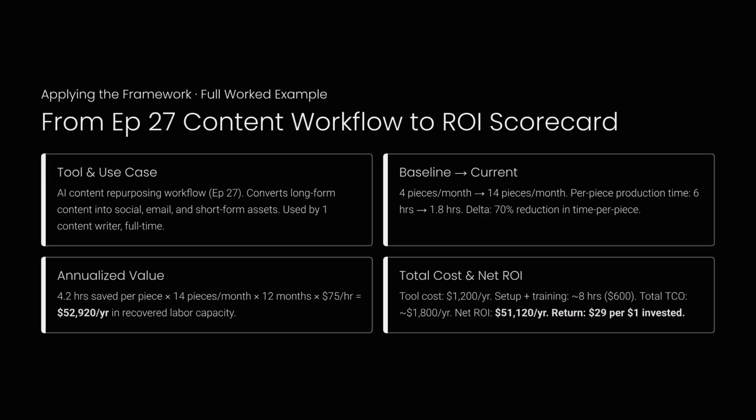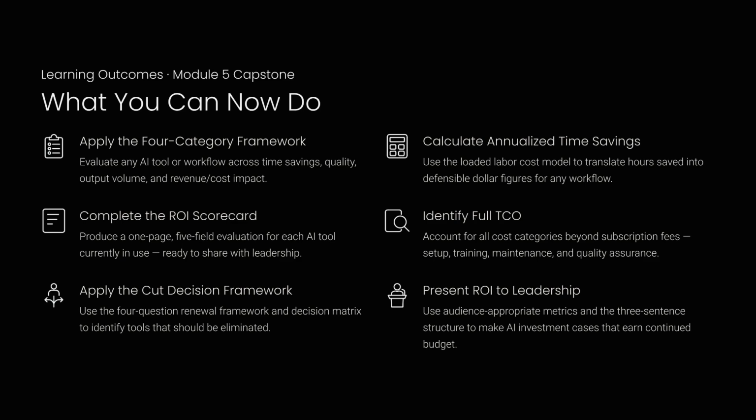Let's look at a quick example from our content workflow series. By tracking baseline performance versus current results, we can quantify time saved in labor dollars, compare that to the total cost, and calculate a clear return ratio. By the end of this module, you have the skills to apply our 4-category framework, calculate labor savings, complete your own ROI scorecards, and present your findings confidently to senior stakeholders.